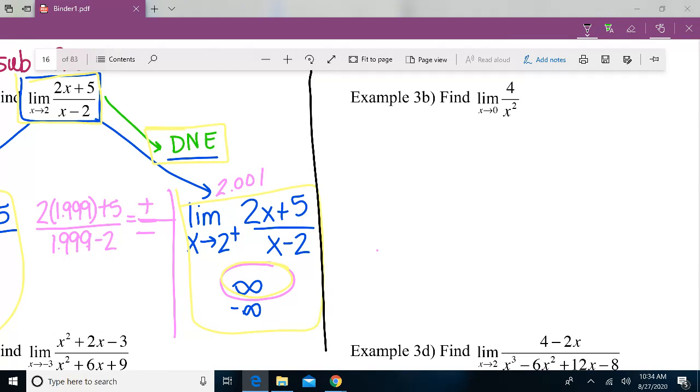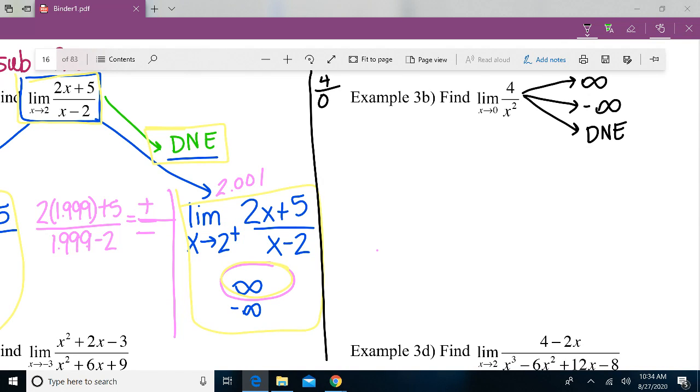This time, I'm finding the limit as x approaches 0 of 4 over x squared. Now, if I substitute in 0, remember to try direct substitution, I'll have 4 over 0 squared. So that's a number over 0, so that tells me my overall limit is either going to be positive infinity, negative infinity, or does not exist.